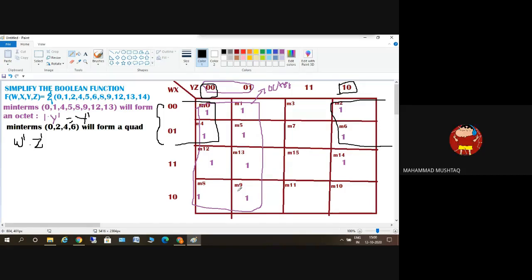Grouping M4, M12 and M6 and M14. Yeah, M4. So wait. So I'll go with this. So M4, M12, M6. You know, this 4, 12 and 6 are already available in the previous one. But the one thing is, it is covering one uncovered min term, that is 14. So then you go for a quad here.